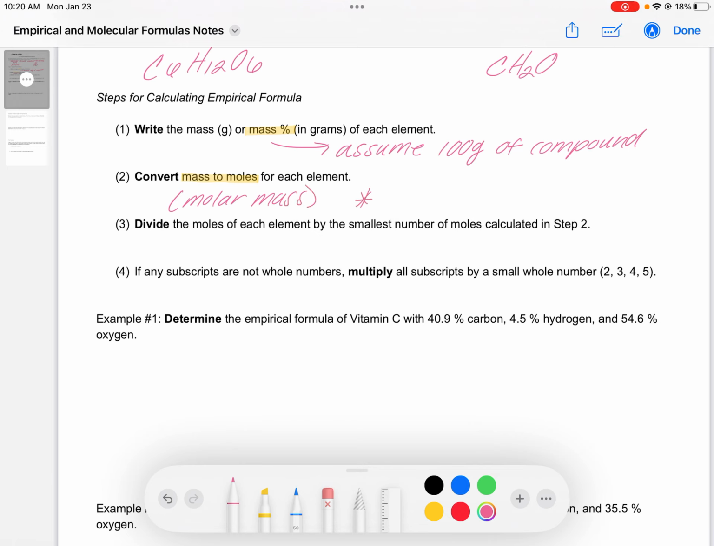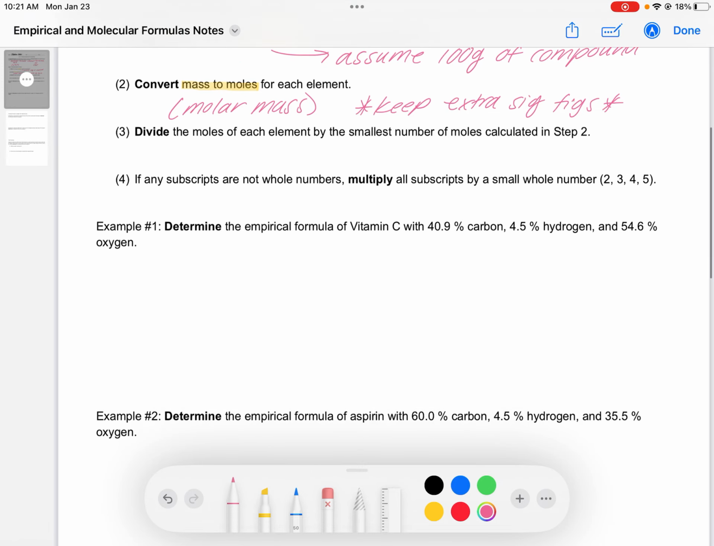When we do this, sig figs aren't that important for us. We're going to want to keep all of our extra sig figs to ensure that we get some nice even numbers at the end. After we convert our masses to moles, we're going to divide the moles of each element by the smallest number of moles calculated in step 2. And lastly, if any of the subscripts that we get are not whole numbers, we're going to multiply all the subscripts by a small number.